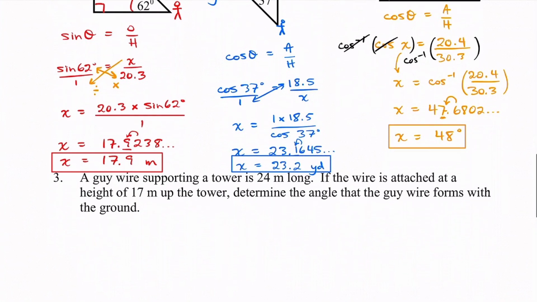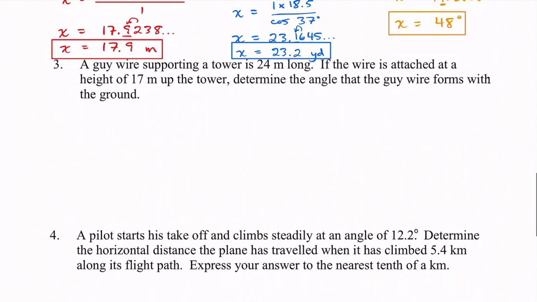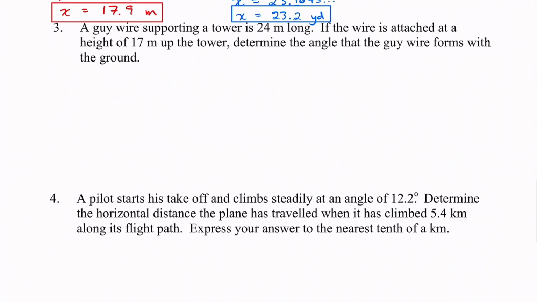Okay, moving to our next question, and here we got a word problem. So number 3 says a guy wire supporting a tower is 24 meters long. If the guy wire is attached at a height of 17 meters up the tower, determine the angle that the guy wire forms with the ground. So I'm going to draw a simple picture to start off. Then I'm going to draw my tower.